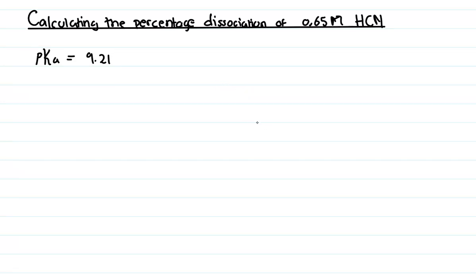Let's calculate the percentage dissociation of 0.65 molar of hydrogen cyanide. So we're given the pKa, which is 9.21, so we have to find the Ka. To find the Ka, we have to use this equation: pKa is equal to negative log of Ka. So we are looking for Ka.